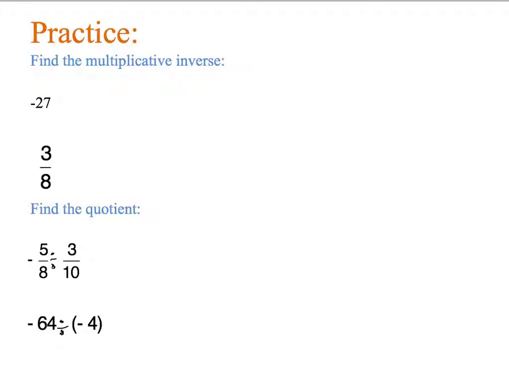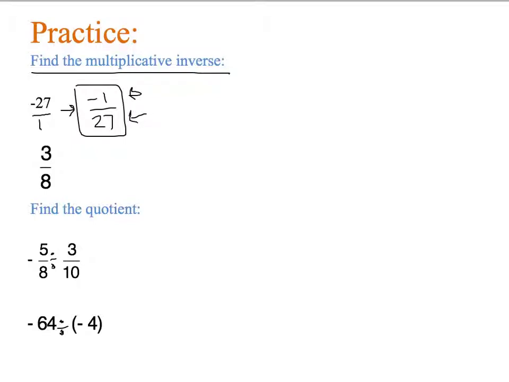For our first two examples, we're told to find the multiplicative inverse. So remember, the multiplicative inverse is just what you would get if you turned the number into a fraction and flipped it. So if we make -27 into -27 over 1, then our multiplicative inverse is -1 over 27. It doesn't matter whether you put your negative in the numerator or the denominator. A negative in either place will mean the same thing. However, if you have a negative in both, that's incorrect.